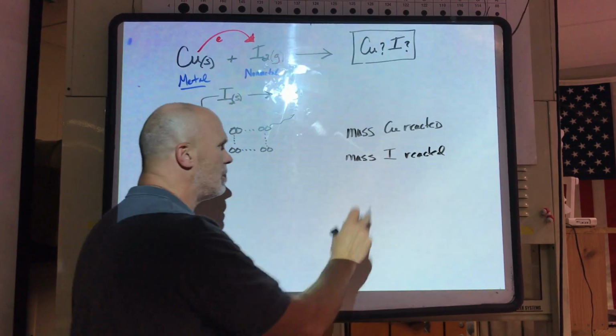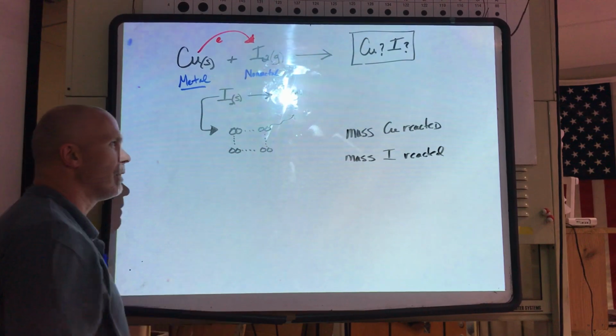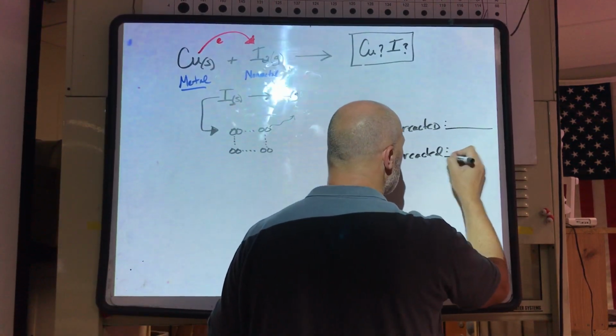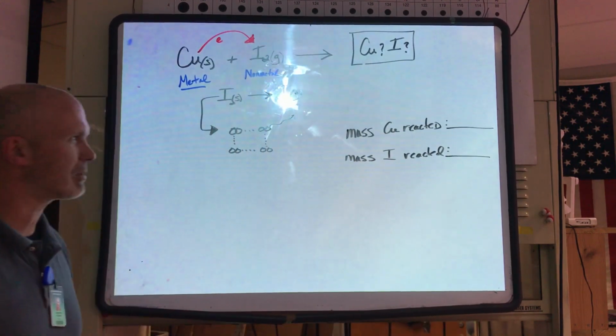Don't confuse that with I2. It exists as an I2 particle. Okay, so that is what we're after from the experiment. We need the mass of copper reacted and the mass of iodine reacted.